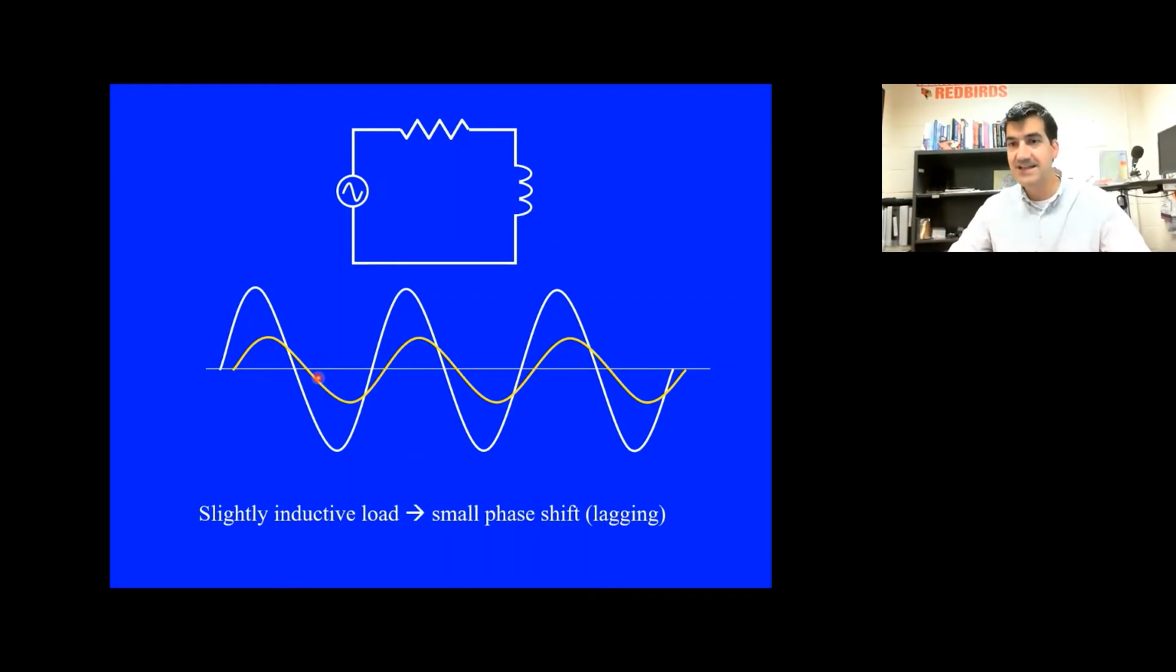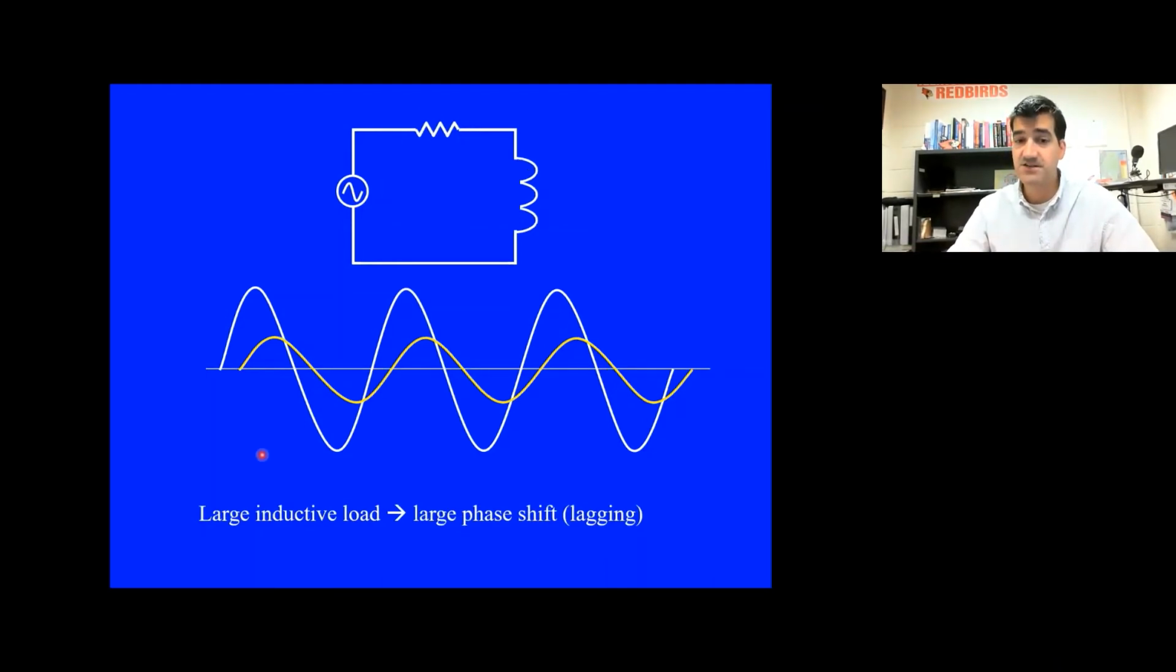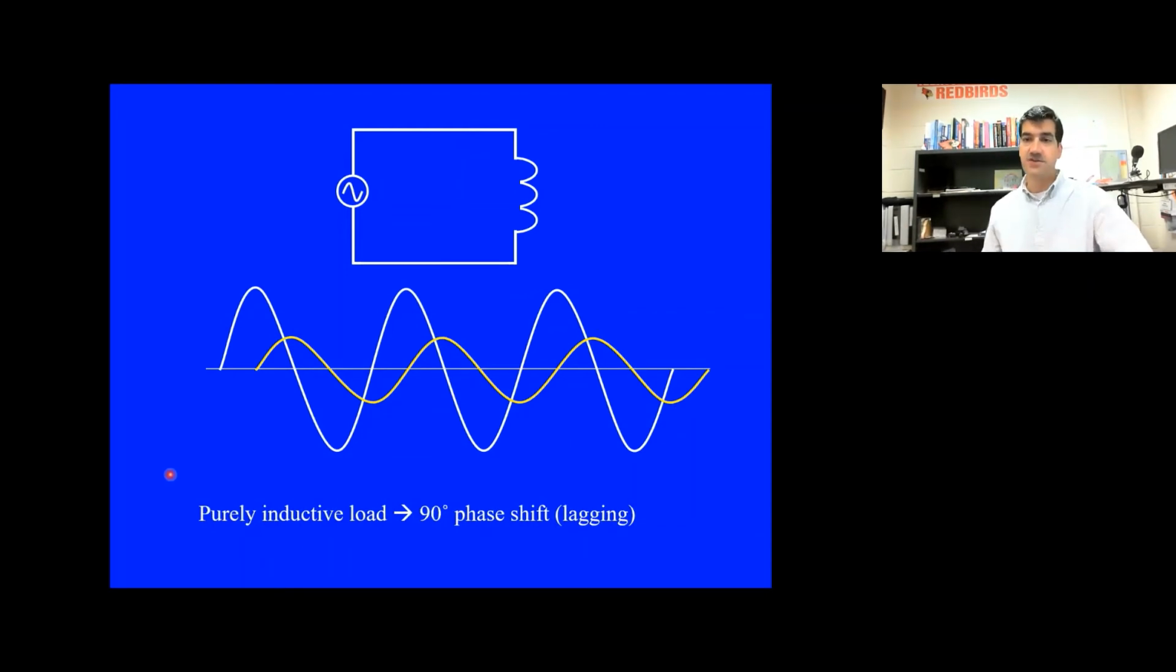If I have a slightly inductive load, that means my inductor is small relative to the resistor, and then I have a small lagging phase shift. If I have a large inductive load, then I have a larger phase shift. The current lags the voltage waveform by more. And if I have a purely inductive load, then current is going to lag voltage by a full 90 degrees. We haven't talked about inductance or inductors yet, but we will next time. This is just foreshadowing, so you're ahead of the game for next time.